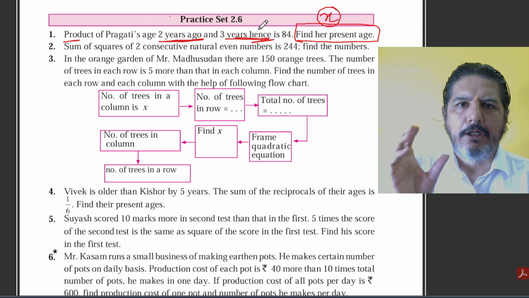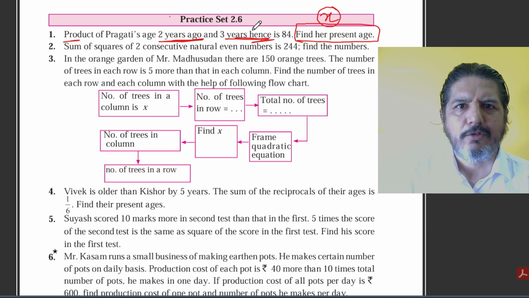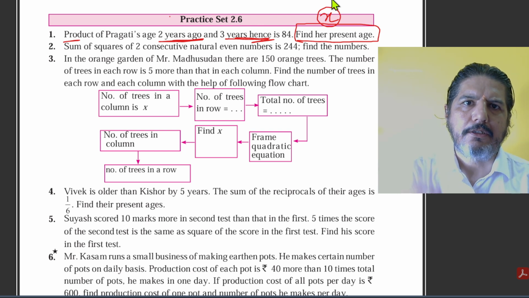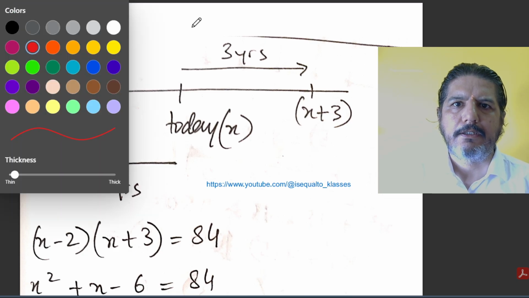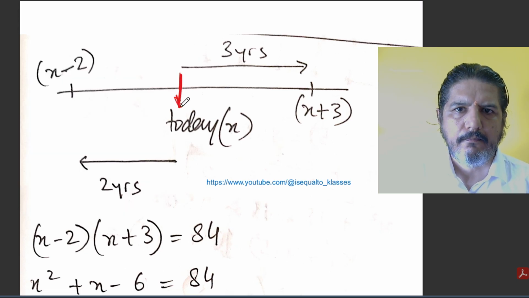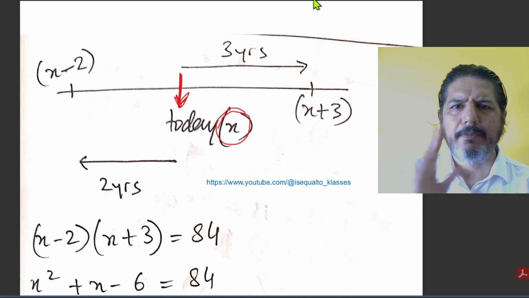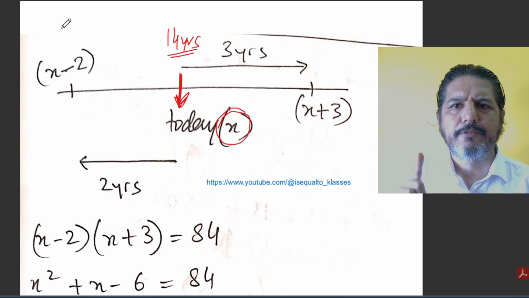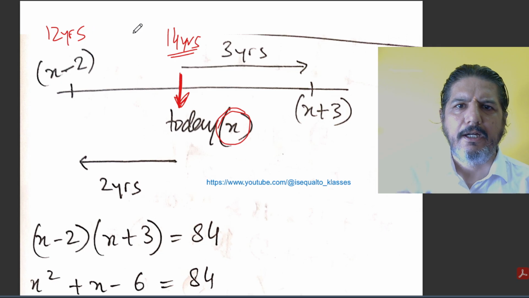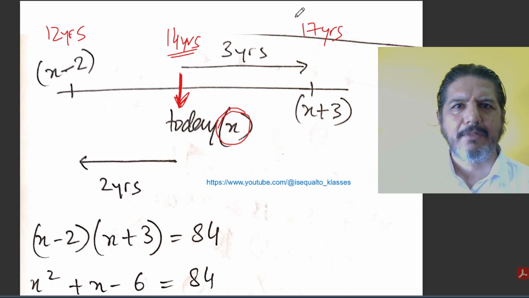So let's try to understand this, and my experience has been if you take a number line to understand this, it becomes easier to understand. So let me explain it using the number line. This is the number line, and here what I have done is that this is today. So today I have assumed it to be x. Now the question is saying that 2 years ago. Now see, basic common sense. If you are 14 years today, so 2 years back you were 12 years, and after 3 years you will be 17 years. So it is as simple as it gets.